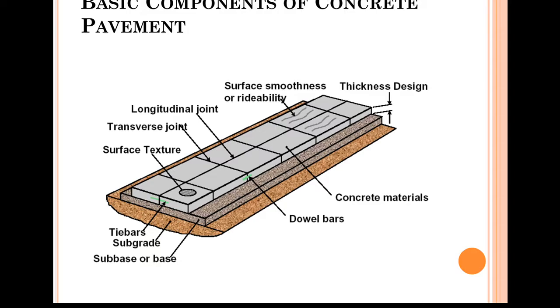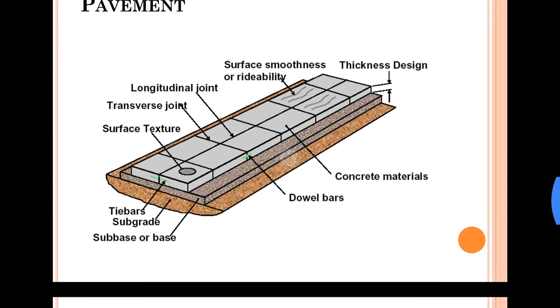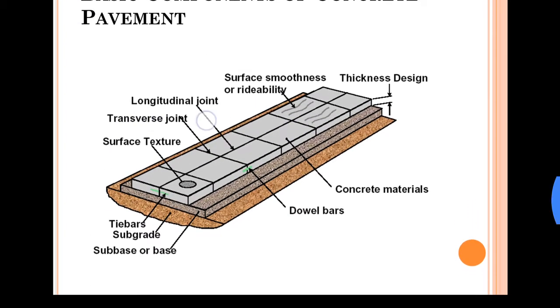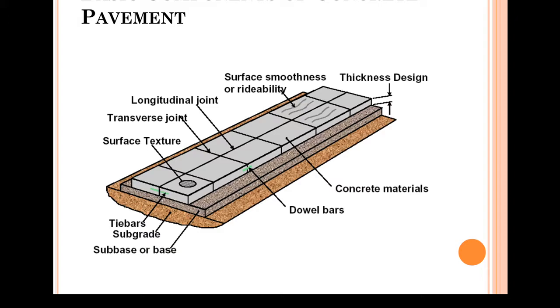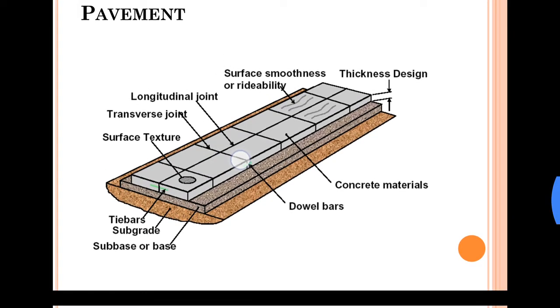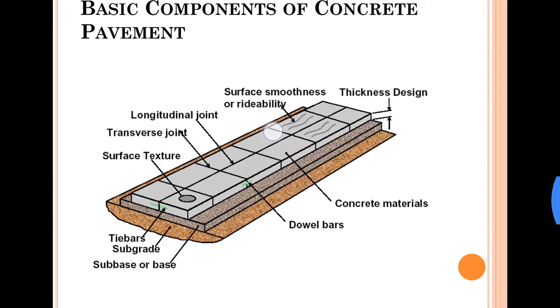There are longitudinal joints, which are cuttings along the road, and transverse joints, which are cuttings across the road. There are two types of cuttings that we provide in order to account for expansion and contraction of the concrete. We'll study in detail regarding the joints later on.